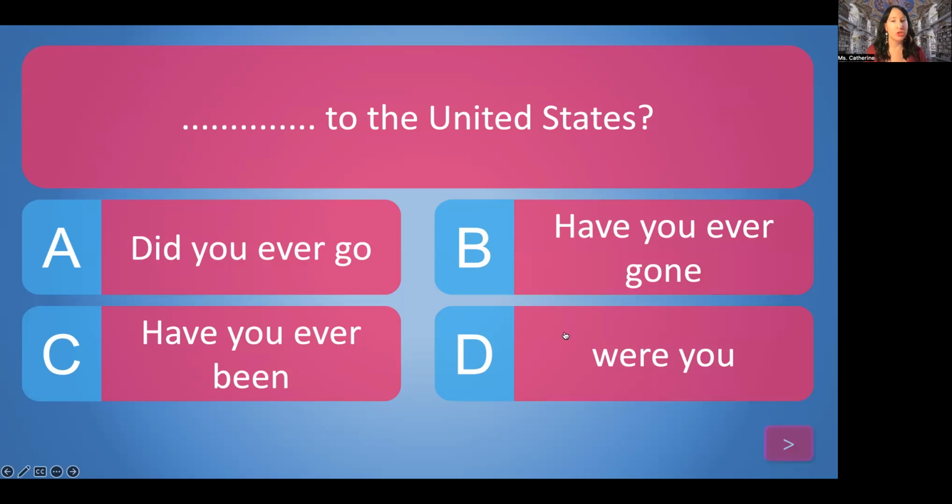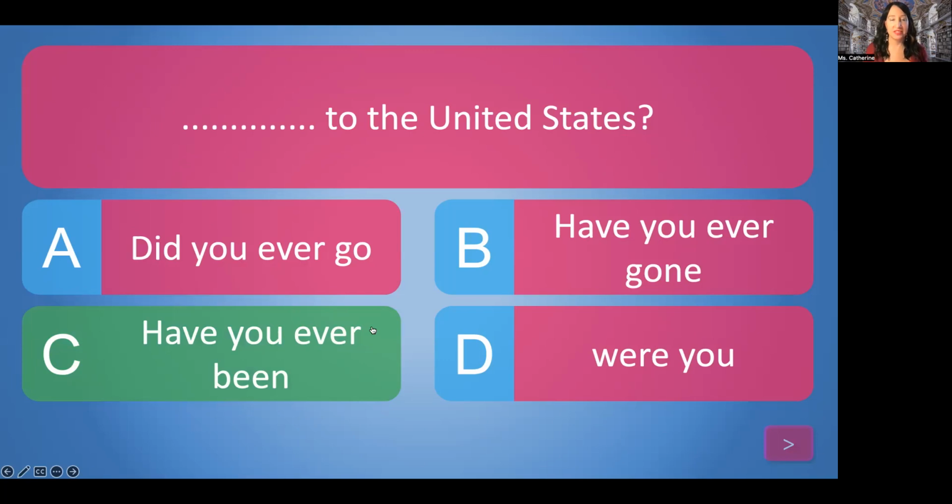Okay, so we know it's not D, right? That's absolutely not. So what do you think it is? Have you ever gone? Did you ever go? Have you ever been? Let's see. That's right. Have you ever been? Present perfect. It happened in the past up to now. So we're talking about, did you do it in the past up to now? I know most people selected, did you ever go? Okay, that's a no-no. It's have you ever been to the United States?